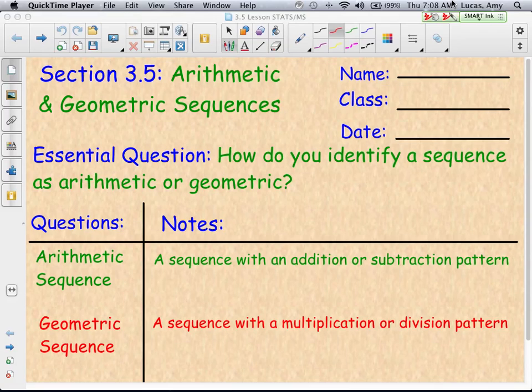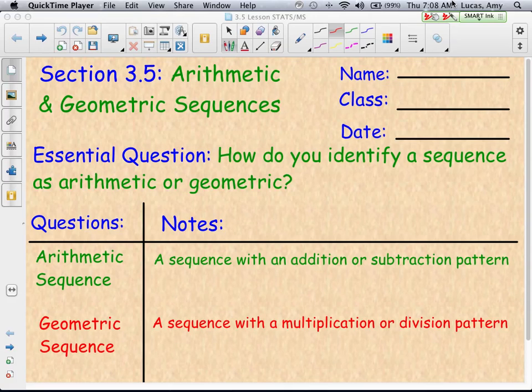Lesson 3.5, Arithmetic and Geometric Sequences. The essential question is, how do you identify a sequence as arithmetic or geometric? We have two new vocabulary words.